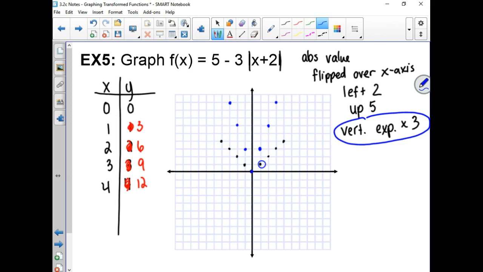All right, so after you do your expansions or compressions, you have to do any reflections that you may have. So we've got to flip this over the x-axis. So that is going to look like this. Just flip all of those points over the x-axis.